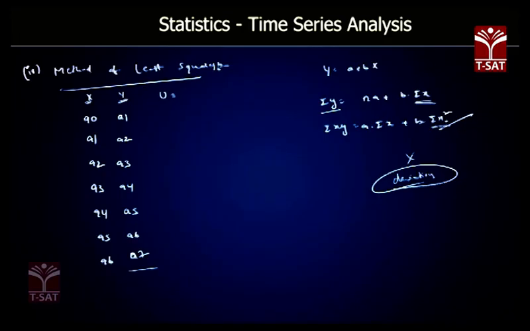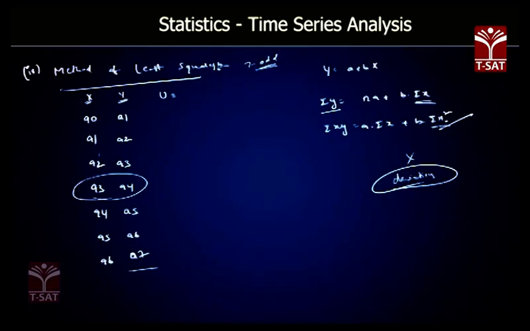So consider how many points are there here: 1, 2, 3, 4, 5, 6 and 7. 7 is an odd number. Now in the case of odd numbers, I will just pick up the middle point. Middle point, what is it here? 1993 is the middle point.